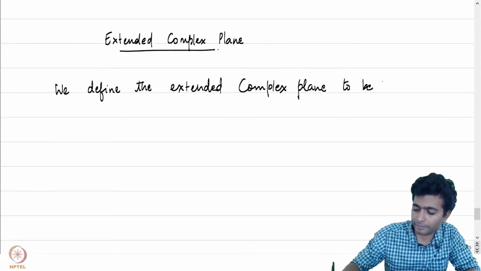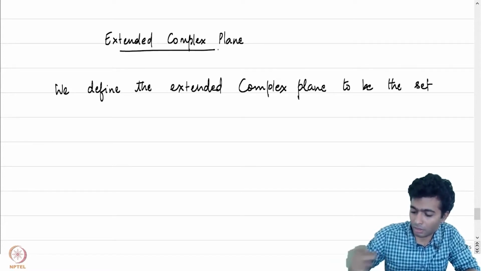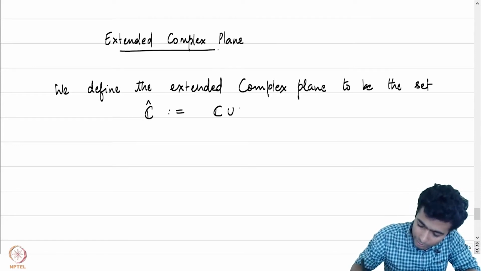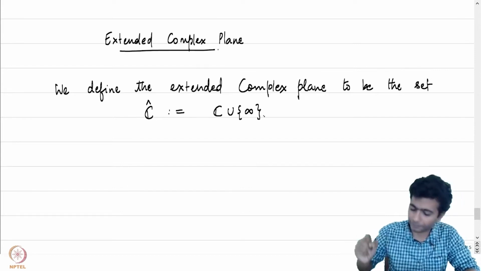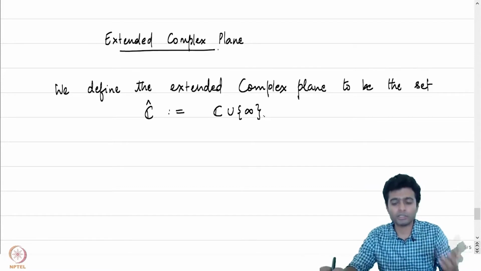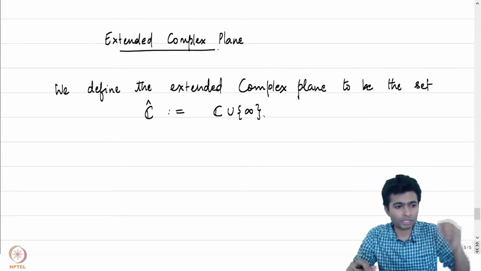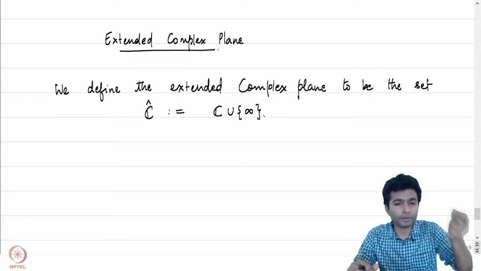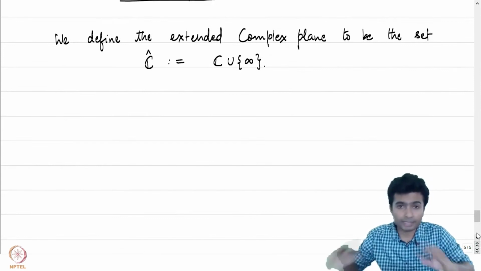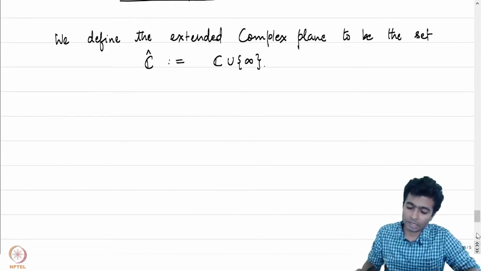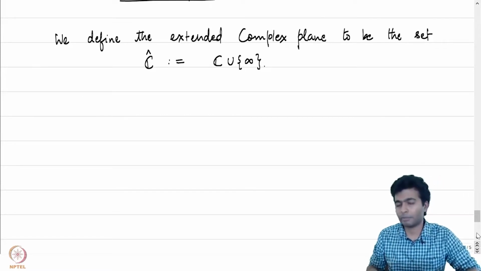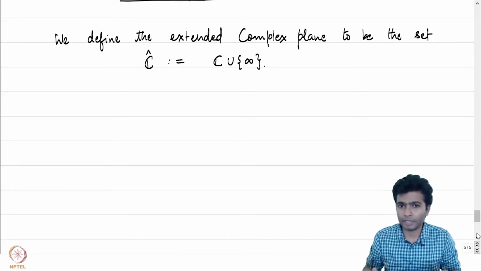To be the set C hat, which is given by C union the point at infinity. The extended complex plane is very important, especially in the study of a class of functions which diverge away to infinity at isolated points. They are the right setting to study such functions, and we can give a concrete description of the extended complex plane by looking at the sphere in R3.